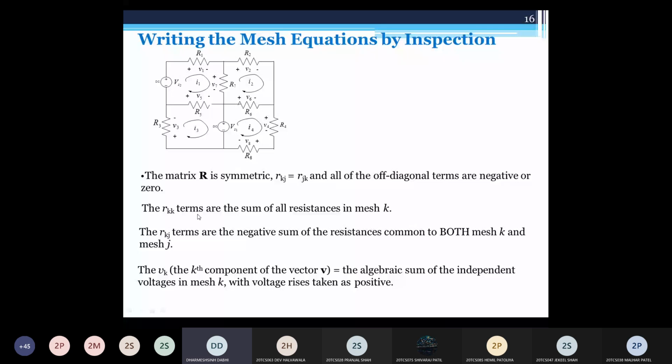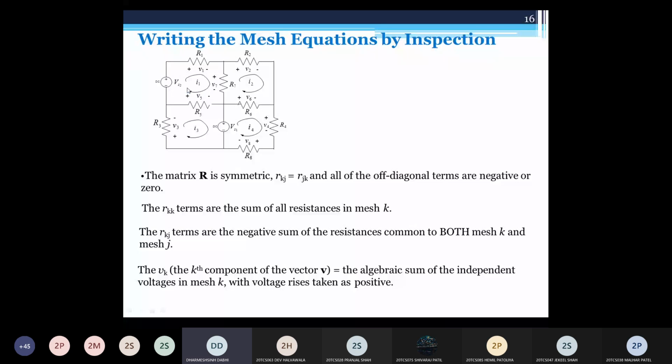Okay. And the diagonal terms are nothing but the sum of the resistances of that mesh. So suppose here you apply this KVL for mesh 1. In mesh 1, how many resistances? R1, R7, and R5. So for the first mesh, the diagonal element is the sum of R1 plus R7 plus R5. Same way for mesh 2, the diagonal element is the sum of the resistances of this mesh, which means R2 plus R7 plus R6. It means that the diagonal element is nothing but the sum of the resistances of that particular mesh. Okay?